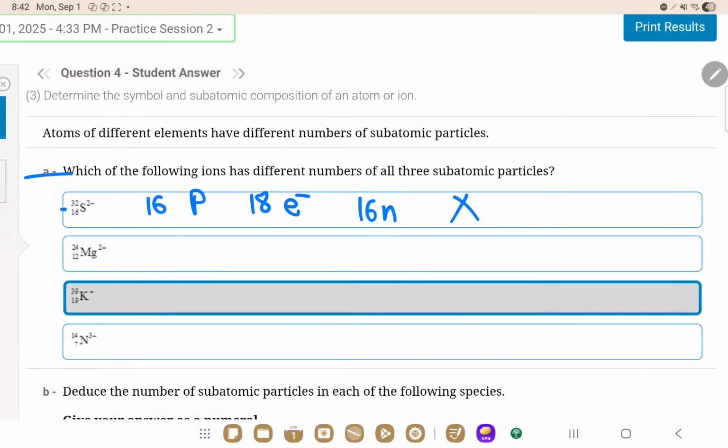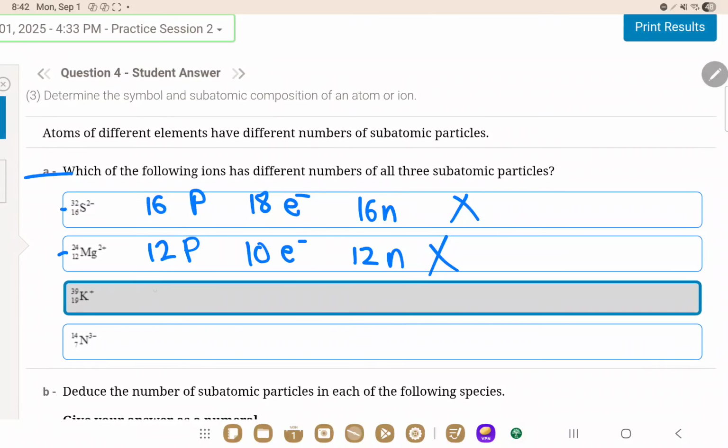So this is wrong. Now here you have 12 protons. 12 minus 2 gives you 10 electrons. But 24 minus 12 gives you 12 neutrons. Protons and neutrons equal, so this is not wrong.